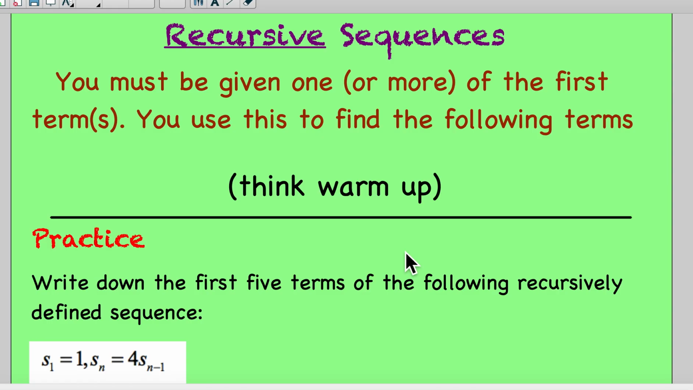All right, and last thing, recursive sequences. It sounds difficult. It's actually pretty easy. It's easier than what we've been doing, actually. But basically, a recursive sequence just means that you have to be given usually the first term, sometimes more, but usually you're just given the first term and then you work off of that to find the next terms. That's all that it means, right?